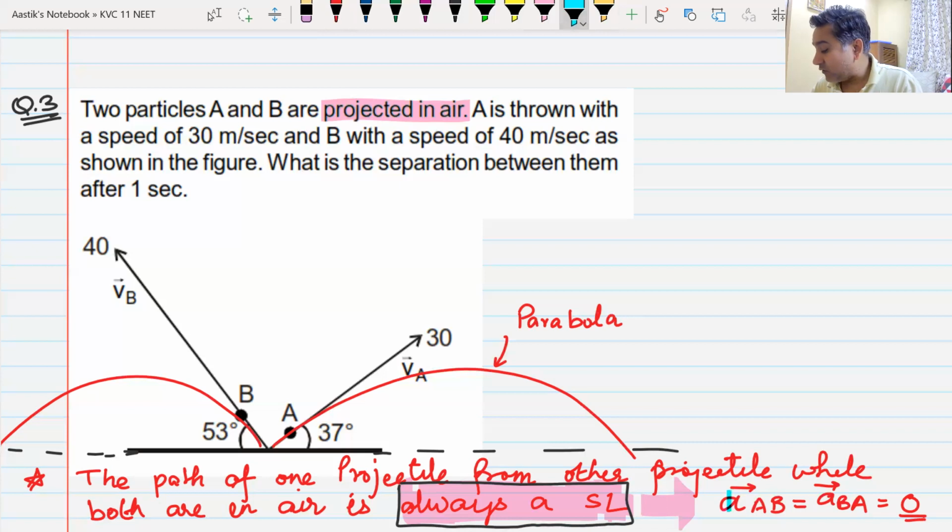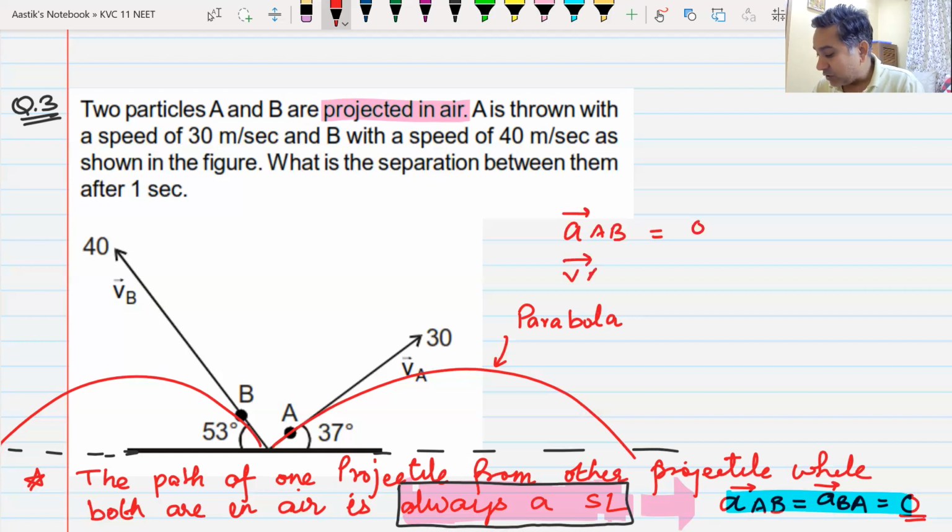The acceleration of one projectile with respect to the other, or the first projectile with respect to the second, is always 0. Therefore, whenever you become one projectile and you look at some other projectile, the path is always a straight line. Do we understand this? So here also, if we find the acceleration of A with respect to B, it is simply equal to 0. So you don't have to worry about the acceleration.